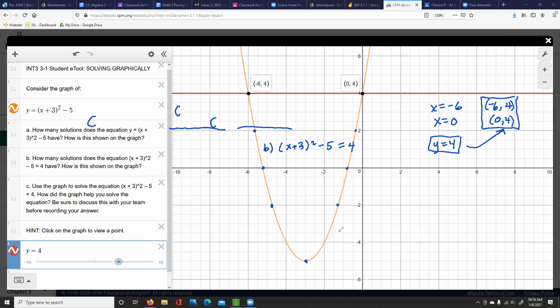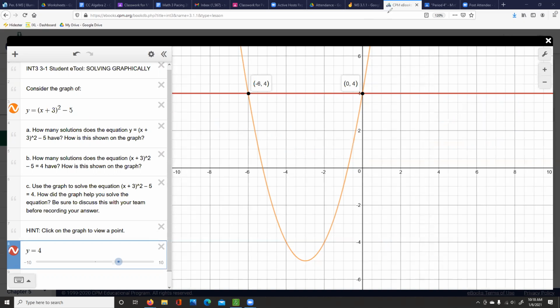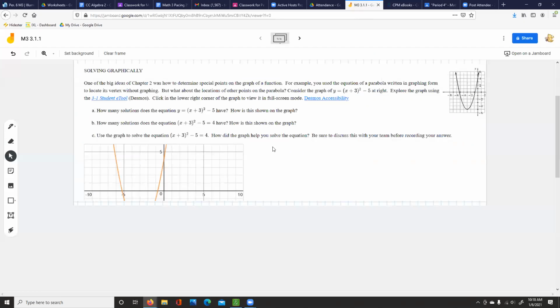Every other y value, unless we pick a y value down here, then we're going to have no solutions. Once we pick something past -5, if I pick y equals -6, there's no solution. But at -5, there's 1 solution. Anything above -5 is going to have 2 solutions. All right, so that answers part B. So I need to clear this out and go back to the lesson page and look at C.